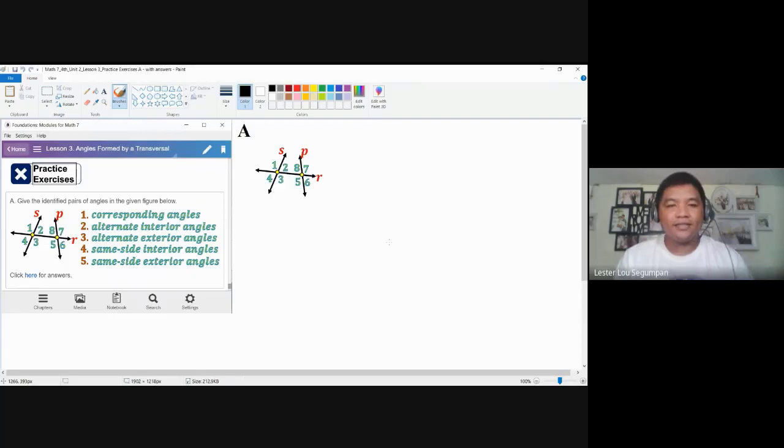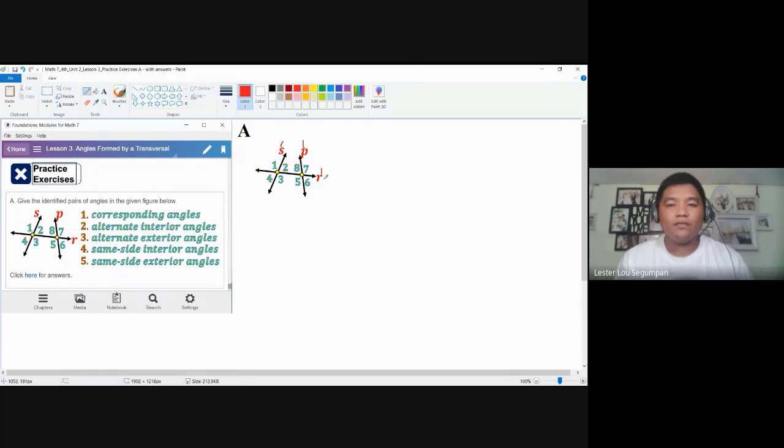This practice exercise will allow us to understand the pairs or angle pairs formed by a transversal. Now again, a transversal line is a line passing, cutting, intersecting two or more lines at different points. So in our given figure here, we have three different lines. We have line S, line P, and line R.